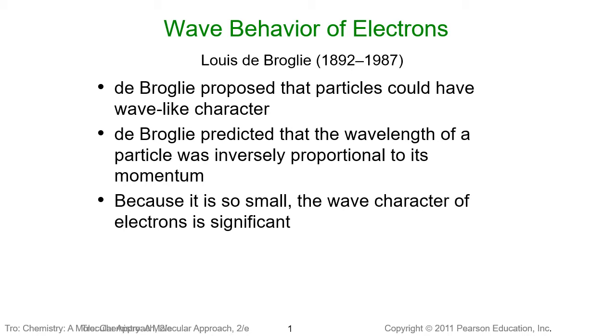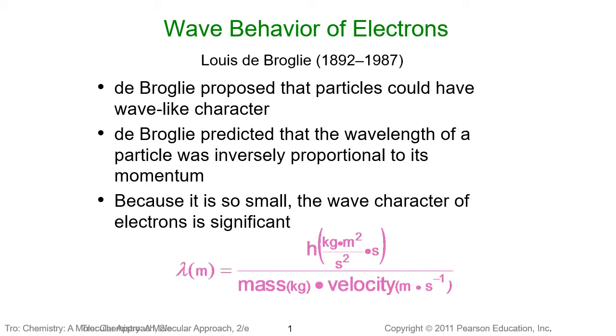Because electrons are so tiny, the wave characteristic of those electrons is significant. So this does apply to all particles. You could find the wavelength of a baseball if you wanted, but because it's so large, the wave properties are not significant. But electrons, because they're tiny, it is significant. And so if we wanted to calculate the wavelength of a particle, it's equal to Planck's constant, h, divided by the mass times the velocity, which is also the momentum.